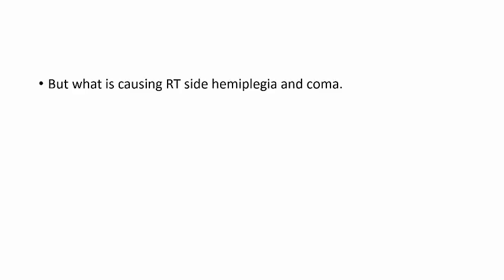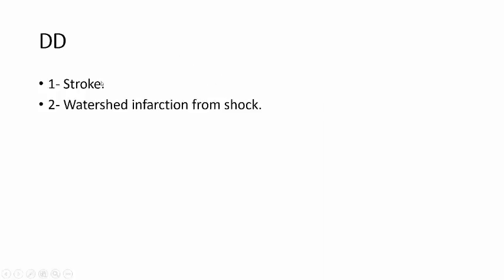Okay. But what's causing right side hemiplegia and coma? The patient has acute pulmonary embolism with acute obstructive shock, hypotension, hypoxia. But after stabilization, improving of the blood pressure, our patient has right side hemiplegia and coma. It could be stroke, it could be watershed infarction from shock. So, advanced critical care ultrasound at midnight is very important.